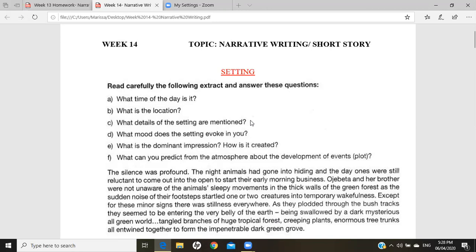C says, what details of the setting are mentioned? So just remember details of the setting. Let me pick someone for this response. Ravi, what details of the setting are mentioned? The silence.